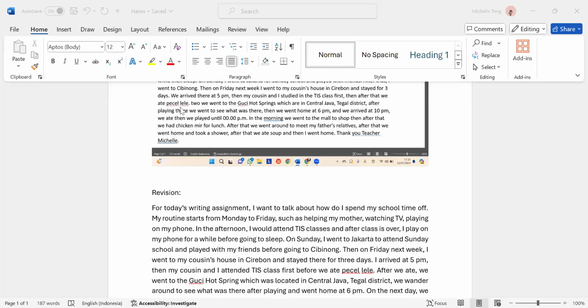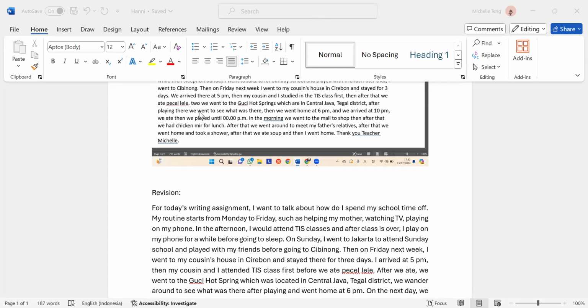You're talking about how you went to the Guci Hot Springs and then went home at 6 p.m. And then you're talking about arriving at 10 p.m. and playing until 2 p.m. This would make the readers really confused. So that's why I decided to eliminate that part of the sentence. So now the new sentence will become something like this.